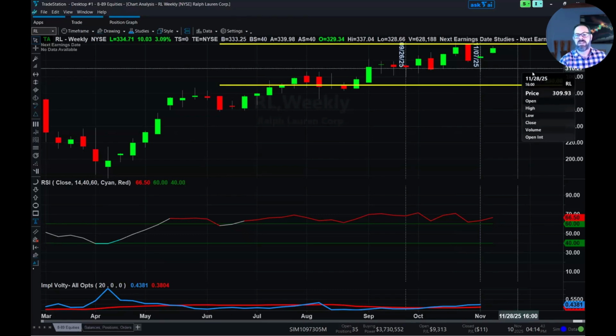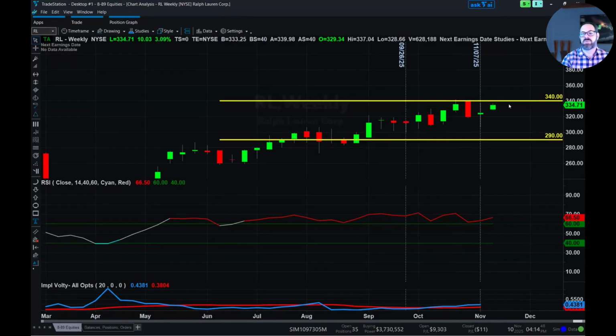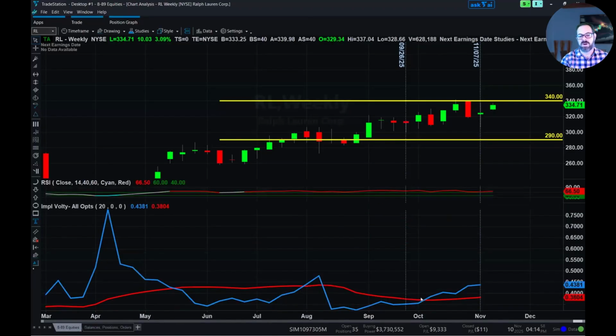And I highlighted the channel I was looking at of 290 to 340. I figured, again, at that time, we're in the center. I was also looking at average true range for that security, definitely focusing on the low volatility so I could buy options that might be cheap.